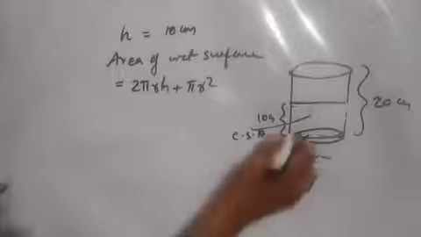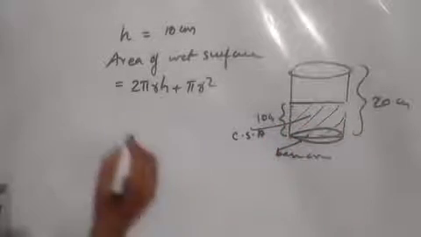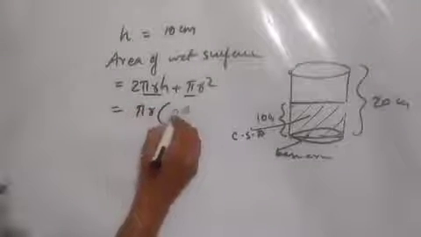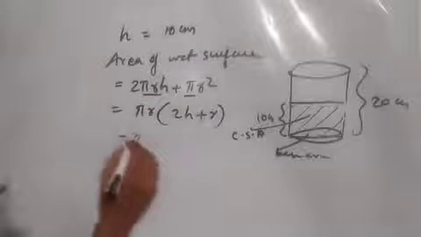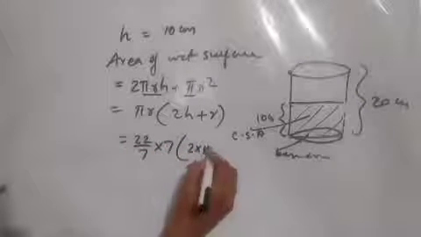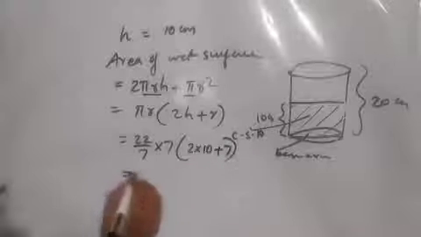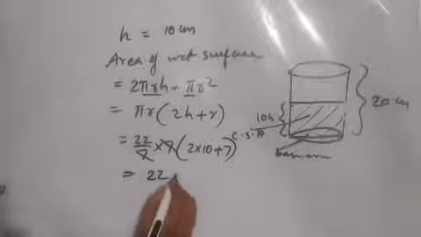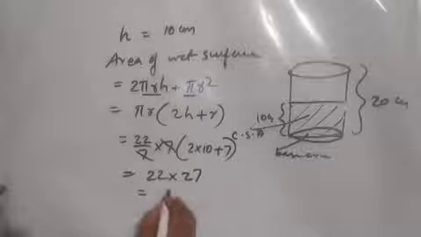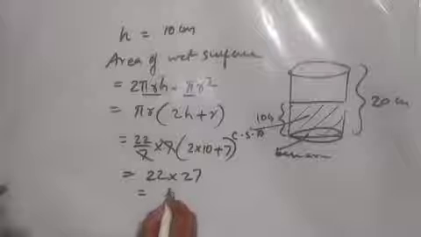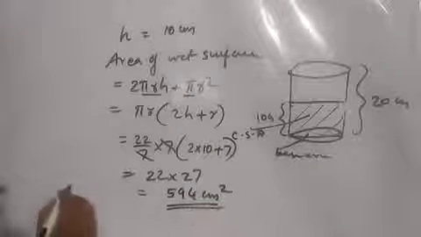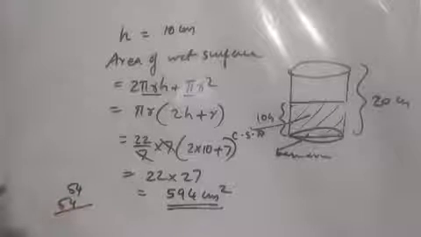So the formula is curved surface area is 2 pi RH. Base area is pi r square. Pi r is common, pi r into 2h plus r. 22 by 7 into 7 into 2 into 10 plus 7. That is 22 into 27. 594 centimeter square is the required area. Okay.